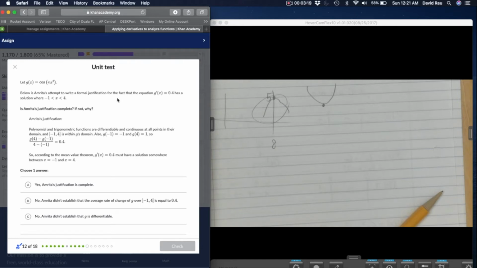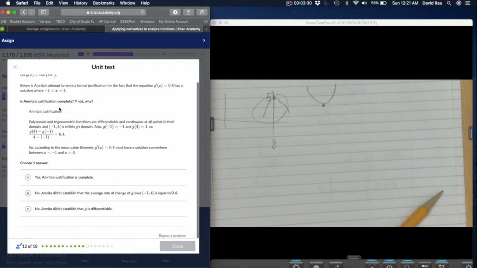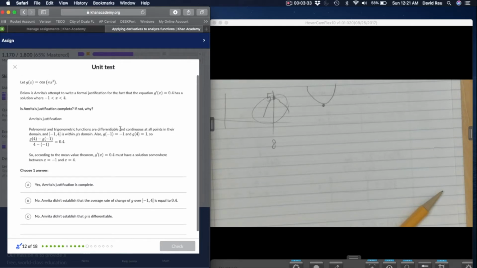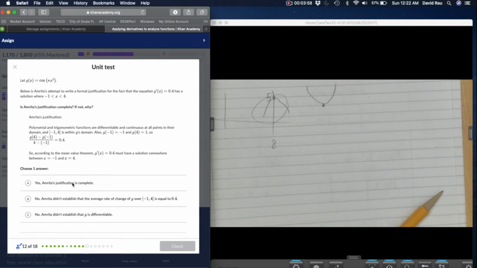All right. Oh no, a word problem. Rita attempts to write a formal justification that g prime of x equals 0.4 has a solution where x is between -1 and 4. Is her justification complete? Polynomial and trigonometric functions are differentiable and continuous at all points in the domain. That is true. Also g(-1) and g(4), -1, 1. I think, yeah, that means our justification is complete.